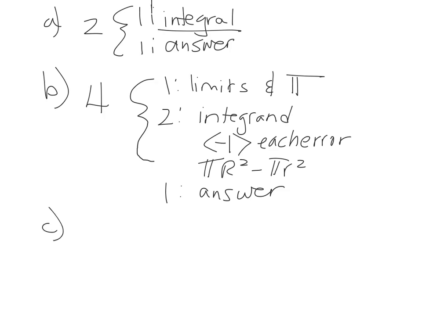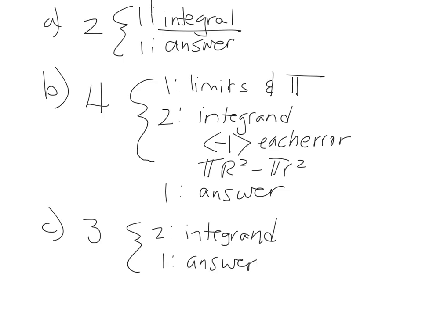Part C is worth 3 points, and they do that with 2 points for the integrand, and then 1 point for what they call the answer. And when they say the answer, like you didn't actually calculate a value on this one, they mean your equation set equal to 15. That's what they're really looking for there. So the integrand is 2 points. And again, they usually say minus 1 for each little error that they find until your 2 points are gone.